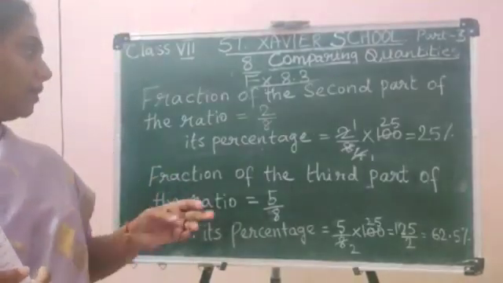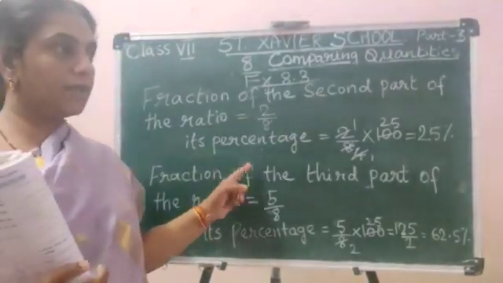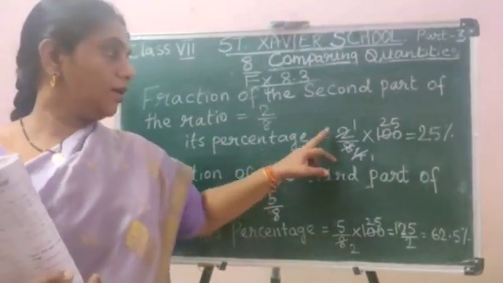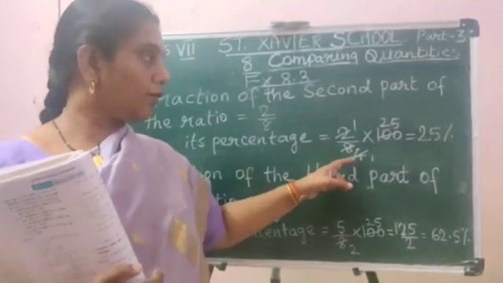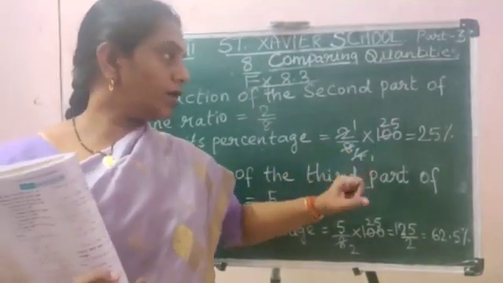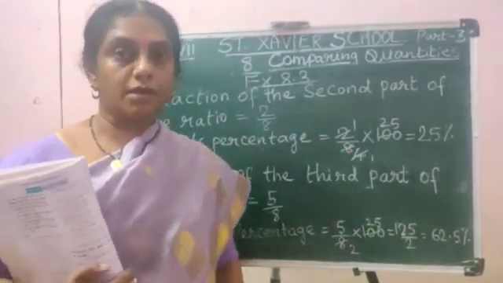The fraction of the second part of the ratio is 2 by 8. Its percentage is 2 by 8 into 100. 2 and 8 can be simplified in the 2 table. 1 2 is 2 and 4 2s are 8. 4 and 100 can be simplified. It is 25. So which is equal to 25%.